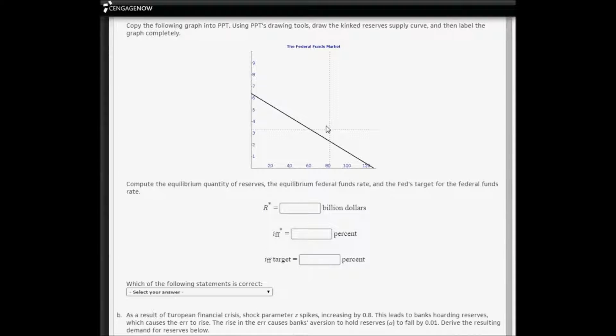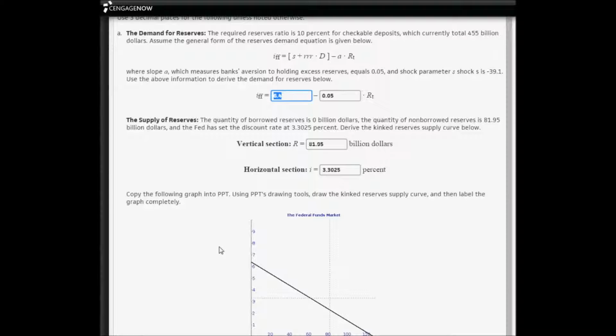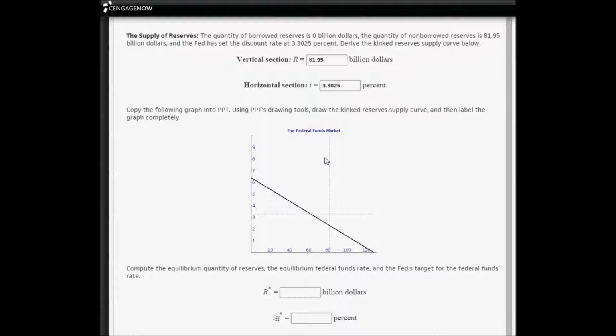In the diagram here, we've graphed the demand curve, which is the downward sloping line. It has an intercept equal to 6.4. And it's downward sloping because it has a slope of negative 0.05. This dashed line here is the vertical section of the supply curve. And this dashed line here is the horizontal section of the supply curve. This height here is 3.3025, the discount rate. This right here is at the value of 81.95.